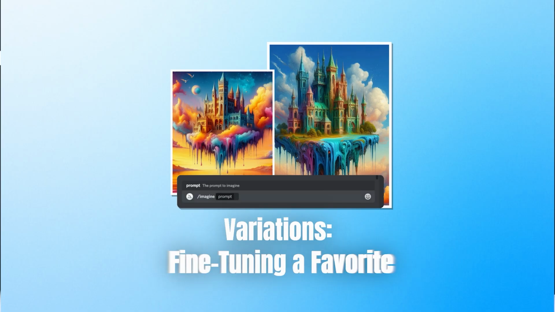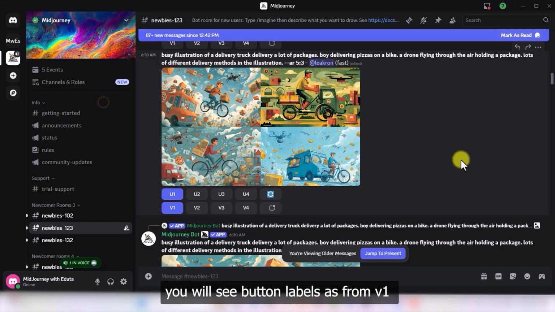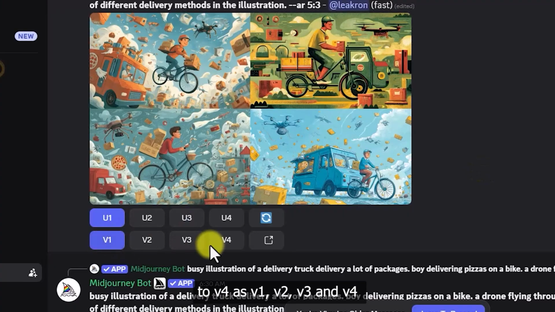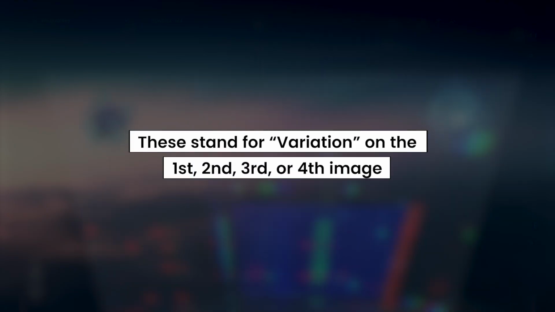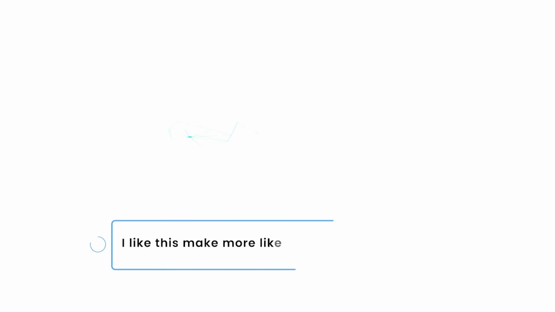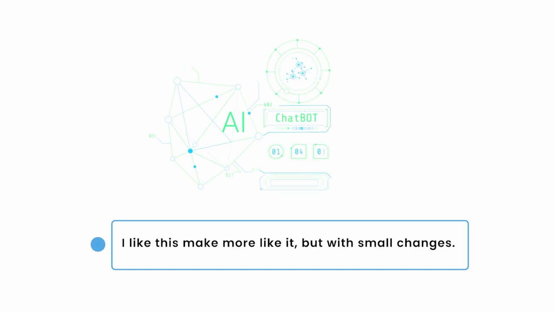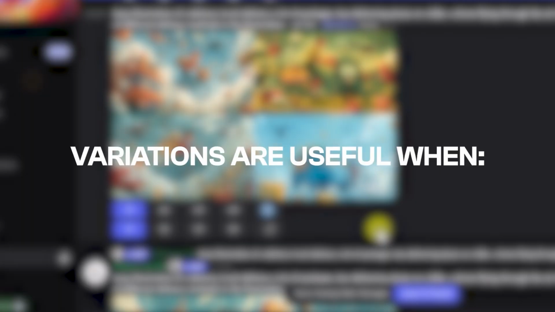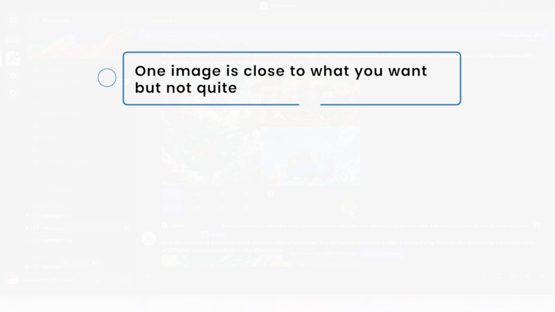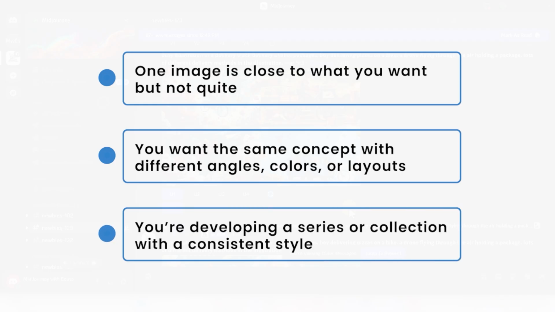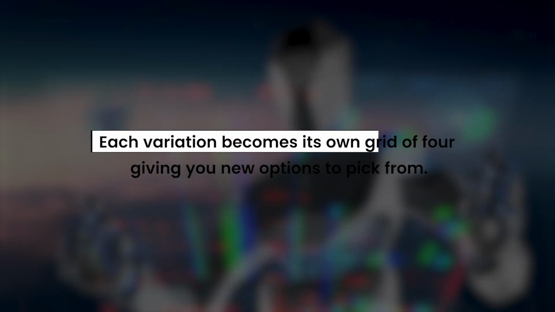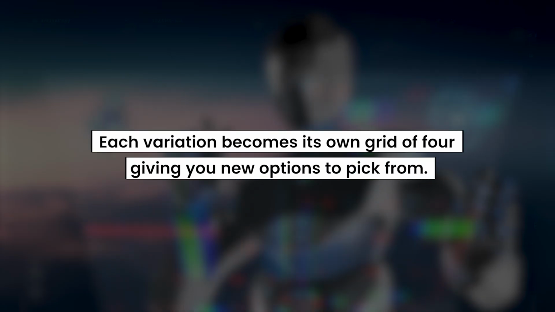Variations, fine-tuning a favorite. Under each image, you will see button labels from V1 to V4. This stands for variation on the first, second, third or fourth image. Clicking one of them tells MidJourney, I like this, make more like it, but with small changes. Variations are useful when one image is close to what you want but not quite. You want the same concept with different angles, colors or layouts. You are developing a series or collection with a consistent style. Each variation becomes its own grid of 4, giving you new options to pick from.